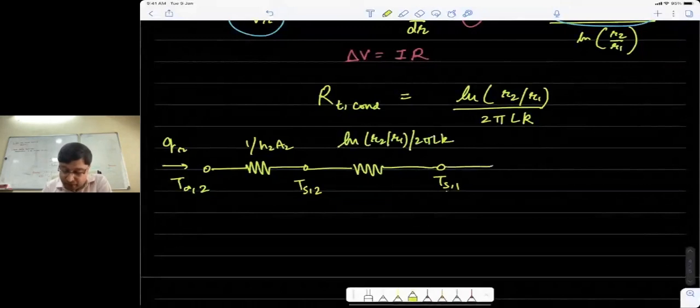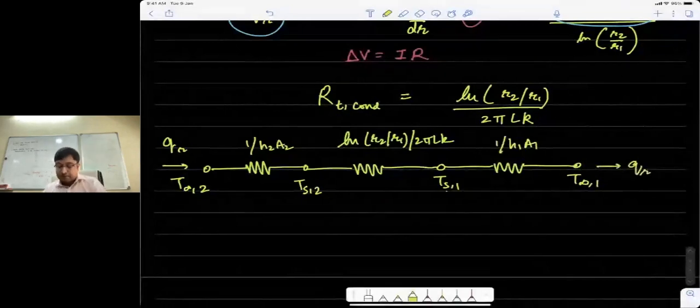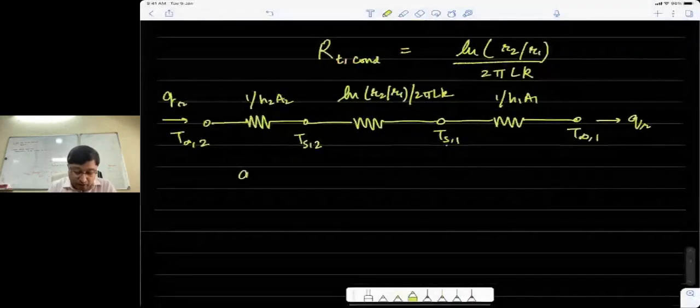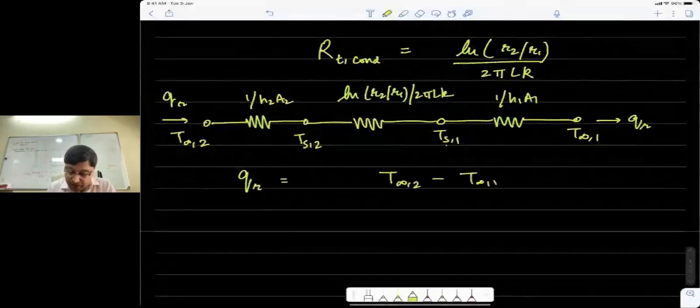And then from TS1 to, let's say, T infinity 1, we have 1 by H1A1 to be the resistance. And this is where heat current is actually going out. So now these three resistances are in series. And so I can calculate QR will be the total temperature difference, which will be T infinity 2 minus T infinity 1 by the total resistance.